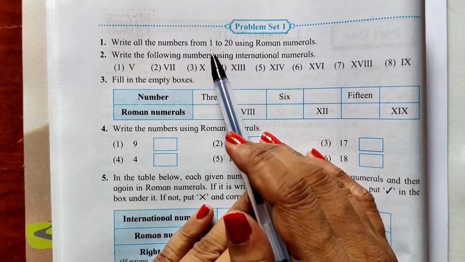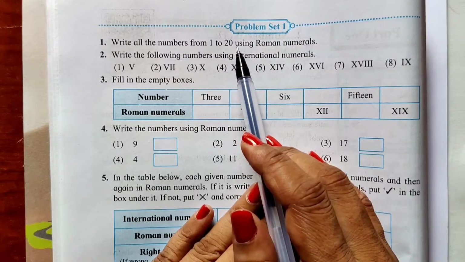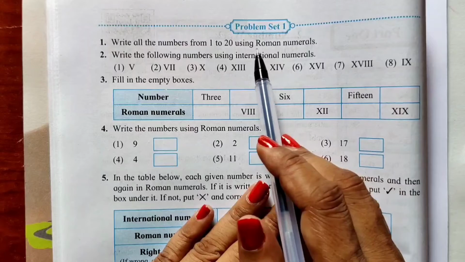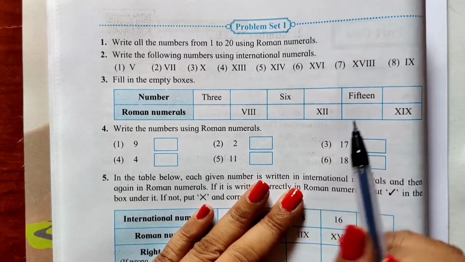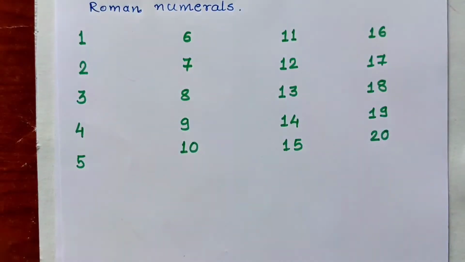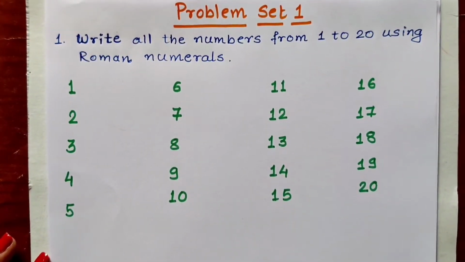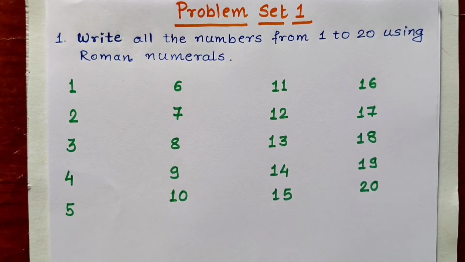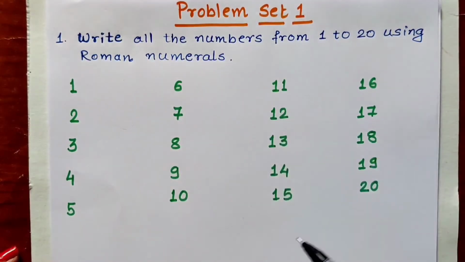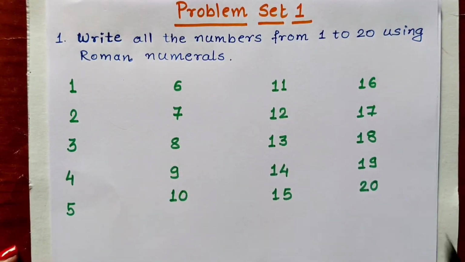We will write all these international numbers one below the other, 1 to 20, and then we will write them using Roman numerals. As you can see, I have written the question as it is on my page and then I have written all these international numbers from 1 till 20. Now let us write their Roman numerals.